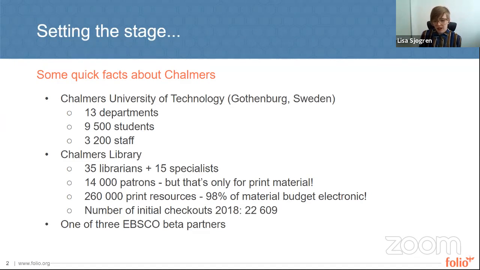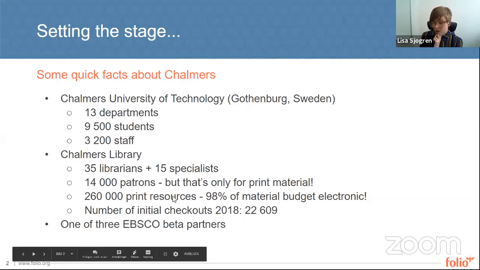We have about 14,000 patrons in our ILS, and what's worth noting is that those library accounts, those patrons, are only used for borrowing print material. If you look at our users for electronic materials, that's actually all those 9,000 students and 3,000 staff, so that's more. And our catalog consists of about 260,000 print resources. So not a huge amount.